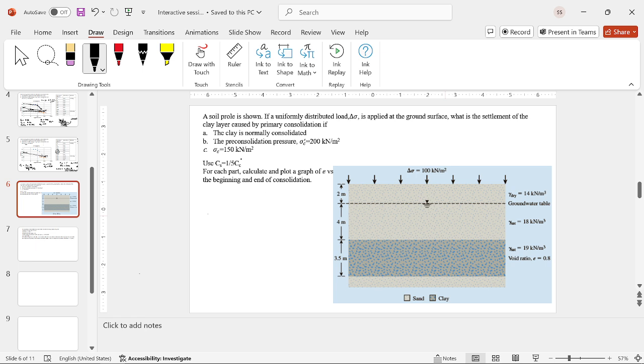Okay. So now we will do a question on primary consolidation. We are talking only about the change in void ratio right now, not the change in structure of the solids. A soil profile is shown. If a uniformly distributed load, delta sigma, is applied at the ground surface, what is the settlement of the clay layer caused by primary consolidation? If the clay is normally, okay, initially they're talking about a normally consolidated clay.